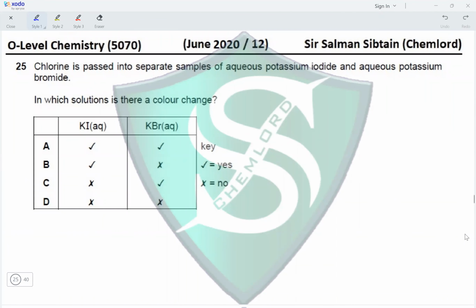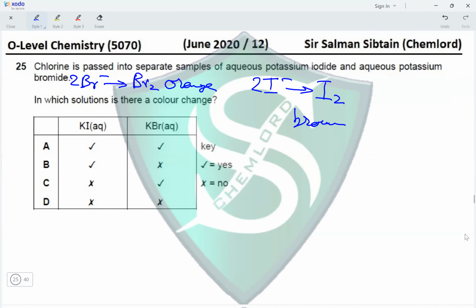Question 25. Chlorine is passed into separate samples of aqueous potassium iodide and aqueous potassium bromide. In which solution is there a color change? In potassium iodide, iodide ions will convert into iodine, forming a brown solution. And in potassium bromide, Br negative ions will convert into Br2, producing an orange solution. So there is a color change in both, making A the correct option for this question.